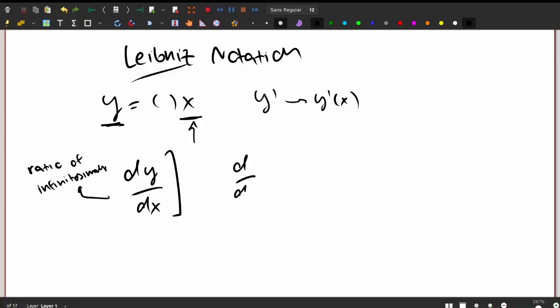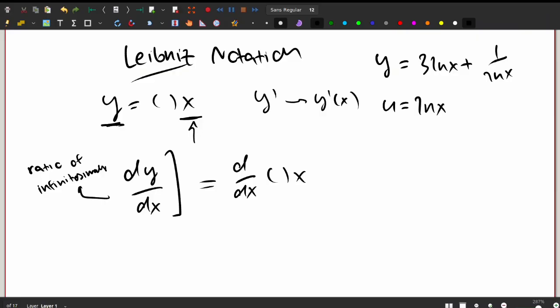This can be written as d over dx of the function itself, so d over dx of something done to x. These two expressions are equivalent, and this also is a very intuitive way to show chain rule. Let's go over chain rule once again. Let's imagine that my function is equal to 3 ln x plus 1 over ln x, right? I'm going to rewrite this function y in terms of a new variable called u. I'm going to say u is equal to ln x, and therefore y is equal to 3u plus 1 over u. Now, we have a very obvious application of chain rule here.